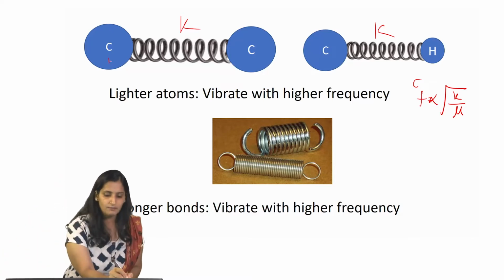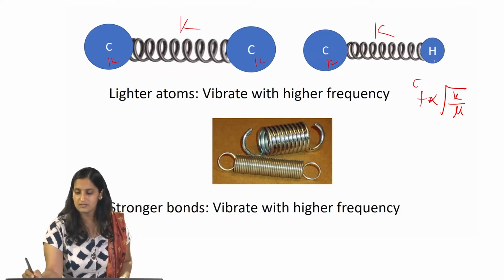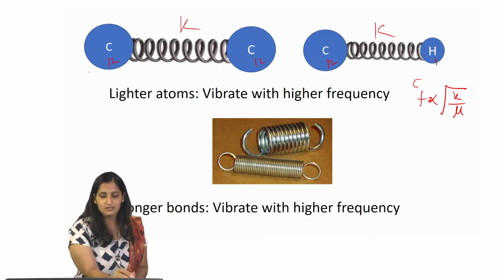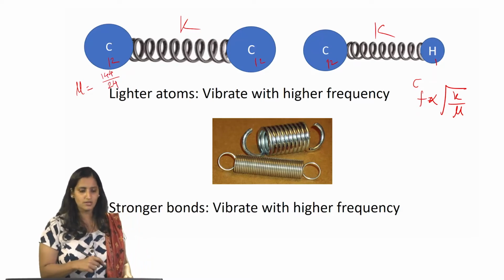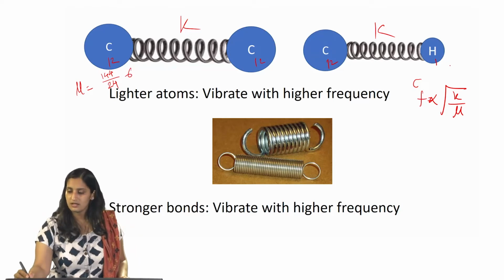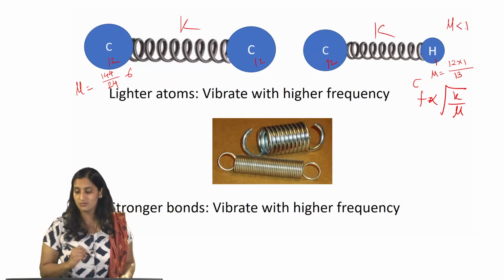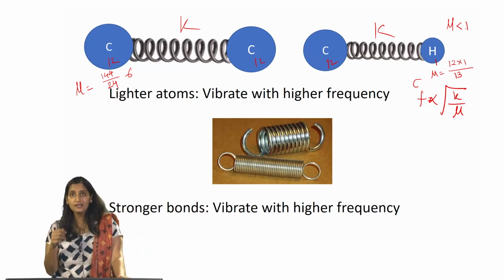So, now if we take carbon as 12, this carbon is 12, this carbon is 12, this is 1. In this case, the reduced mass mu for the first system is 12 into 12, that is 144, divided by 12 plus 12, that is 24, right. So, that is 6. Whereas, in this case, it is 12 into 1 divided by 12 plus 1. So, the mu in this case is actually less than 1, right. So, in the second system, your mu is less than 1. So, you are dividing by a number that is lesser than 1.